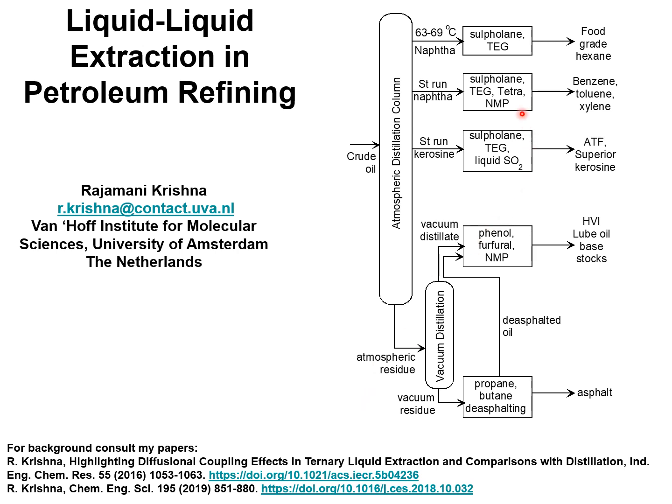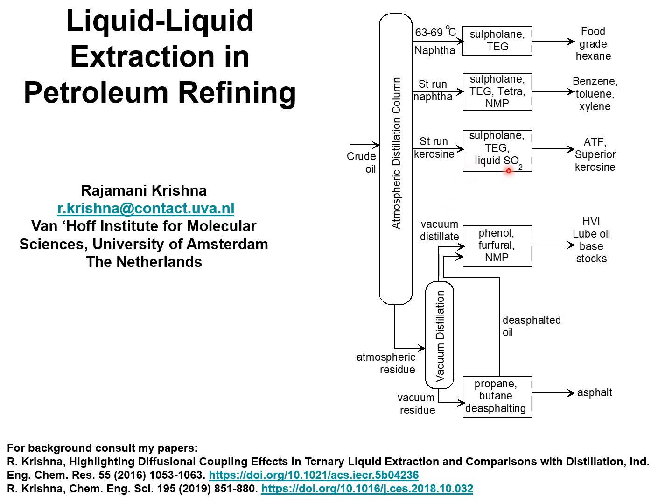For example, sulfolane extraction of the naphtha fraction for the 63 to 69 degrees centigrade boiling point range to produce food grade hexane. Extraction of aromatics such as benzene, toluene, and xylene from straight-run naphtha using sulfolane, TEG, tetraethylene glycol, NMP.